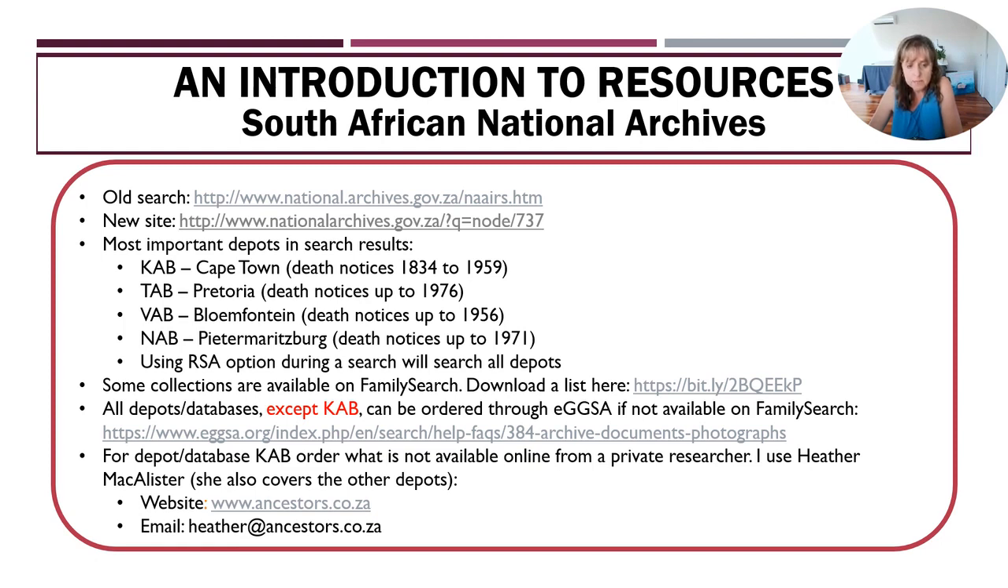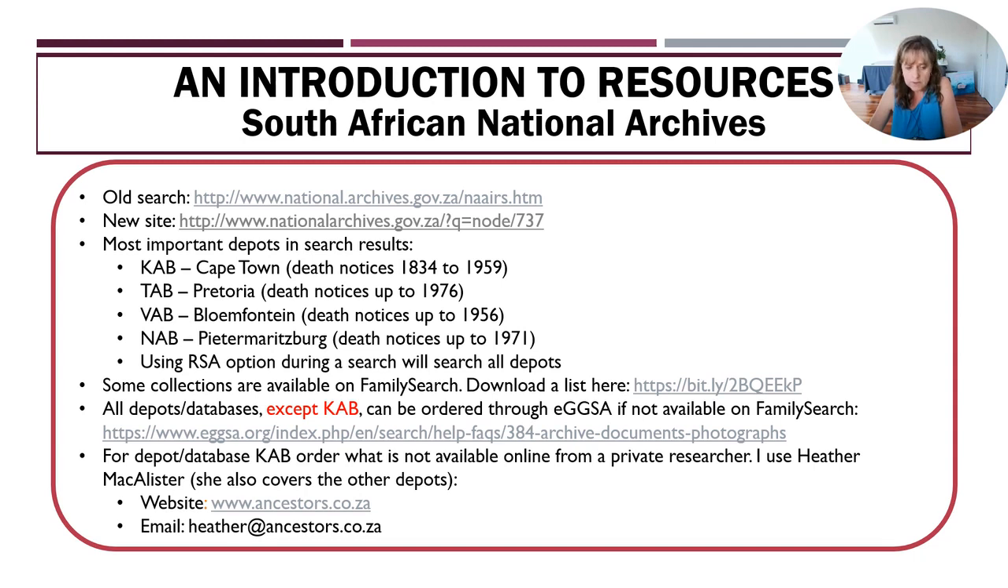VAB is Bloemfontein or the Orange Free State, and it contains death notices up to 1956. NAB is Pietermaritzburg or Natal, and it contains death notices up to 1971. You can use the RSA option during a search, and it will search all depots. Like I've said, some collections are available on FamilySearch, and you can download a list at that link.